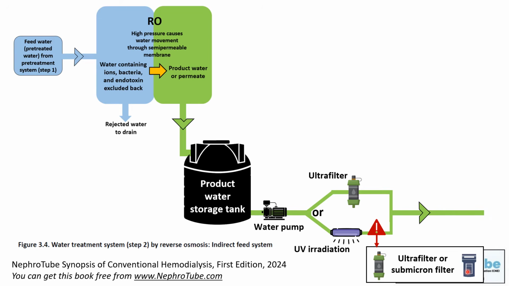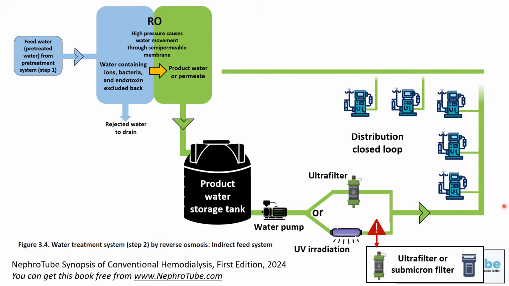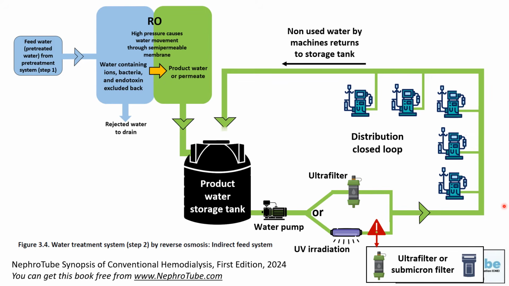So take care that we have two types of filters, the submicron filters and the ultrafilter. The ultrafilter is the one that is called the bacteria endotoxin filter, as it can retain bacteria and endotoxins, while the submicron filter cannot retain to the degree of the ultrafilter. Then this water will be distributed through the distribution closed loop circuit to the hemodialysis machines to form the dialysate, and the water that is not used by the machines will return back to the storage tank.